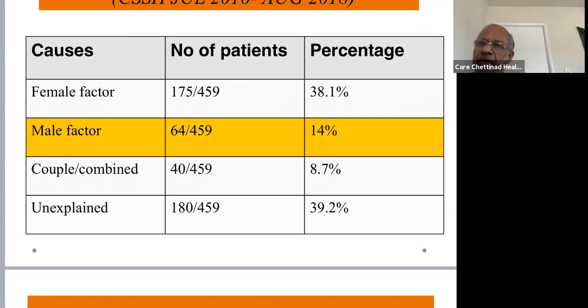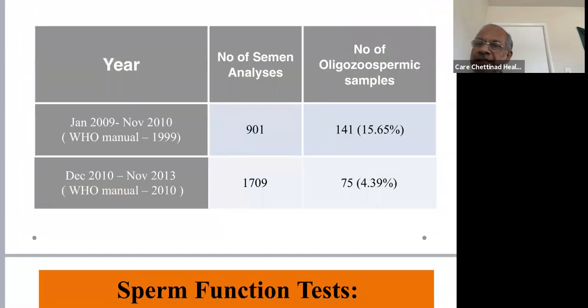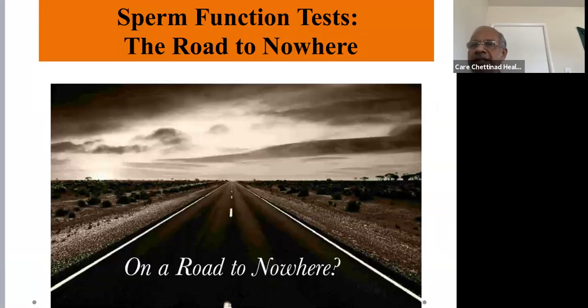And this is what we found in our own data. We find the majority of the patients have unexplained infertility. Male factor only contributes 14%. And see what happened after the WHO manual. There's a drastic drop in oligozoospermia. What we have called oligospermia is not any longer oligospermia. This is what's happening.